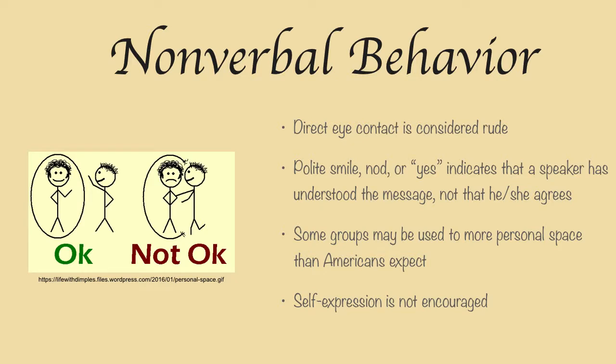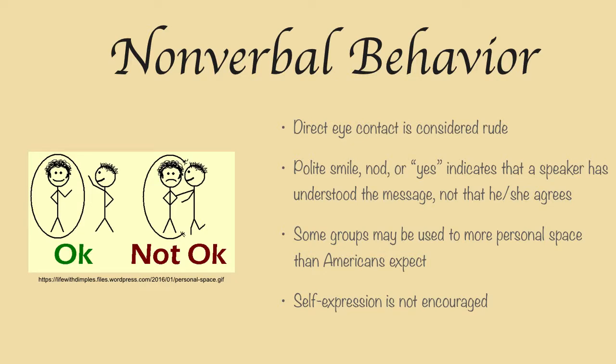Students or their parents might say yes to a teacher and then fail to follow through on an agreed upon action. So teachers need to be aware of that. They might have to ask more than once. Another important concept is personal space. Some groups might be used to more personal space than an American would expect, and it's really important to not violate that personal space boundary. And self-expression is not encouraged, and so that's something that teachers might not be used to.